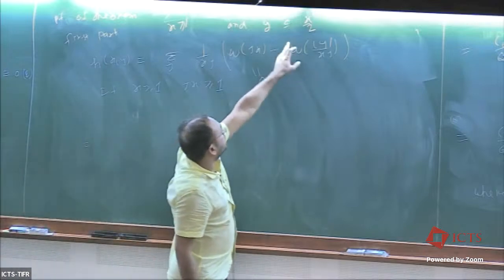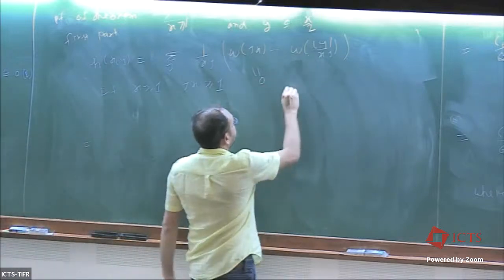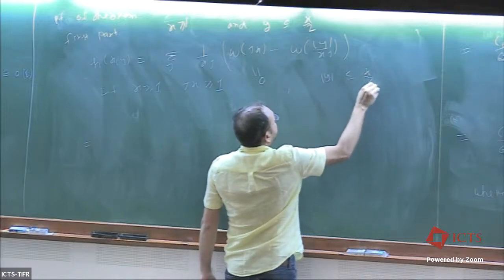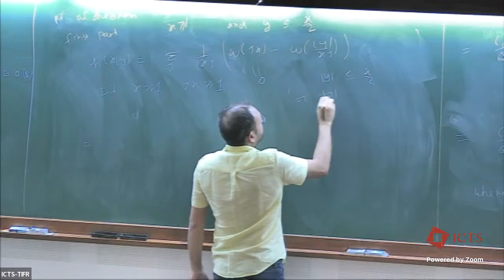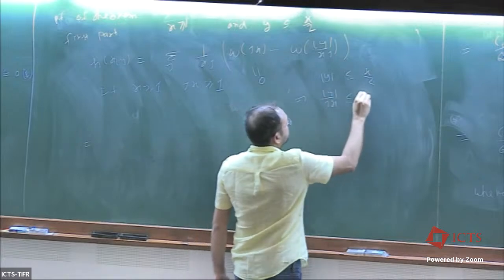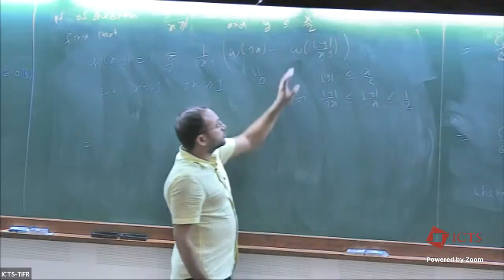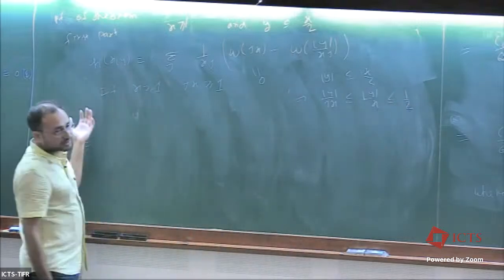And if modulus of y is less than x by 2, this implies that modulus of y by jx, which will be less than modulus of y by x, will be less than half. So both functions are 0, hence all summands are 0.